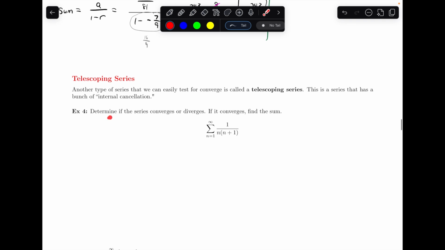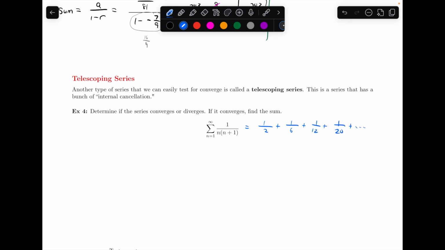I want to determine if this series converges or diverges, and if it converges, find the sum. So I've got the sum from 1 to infinity of 1 over n times n plus 1. The first thing I want to notice is if I plug in terms: if I plug in 1, I get 1 over 1 times 2, which is 1/2. If I plug in 2, I get 1 over 2 times 3, which is 1/6. If I plug in 3, I'll get 1/12, and then 1/20.